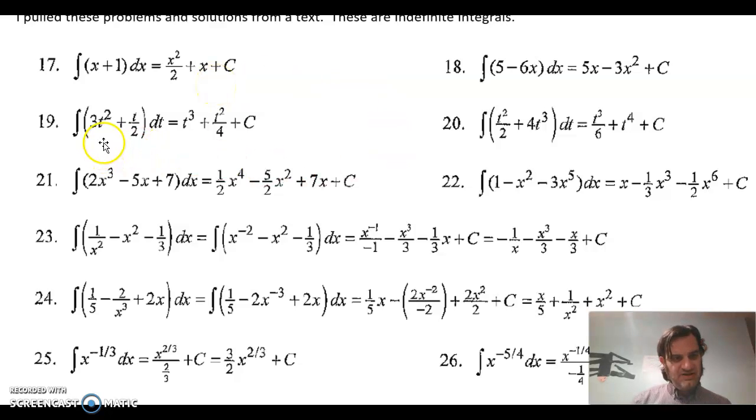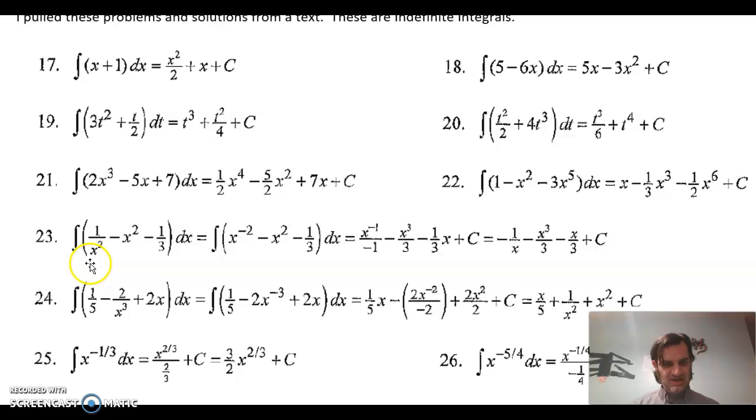The one below it here, 3t squared plus t over 2. Okay. Once again, we can separate this into two parts. We'll increase the exponent and make it t cubed. And when we divide by the 3, it'll be 3 over 3, and that coefficient will reduce to 1. This is really 1/2 t squared. Excuse me, 1/2 t. So when you increase that, you get t squared. And if you divide by 2, you get 1/4. So t squared over 4, again, the plus c.